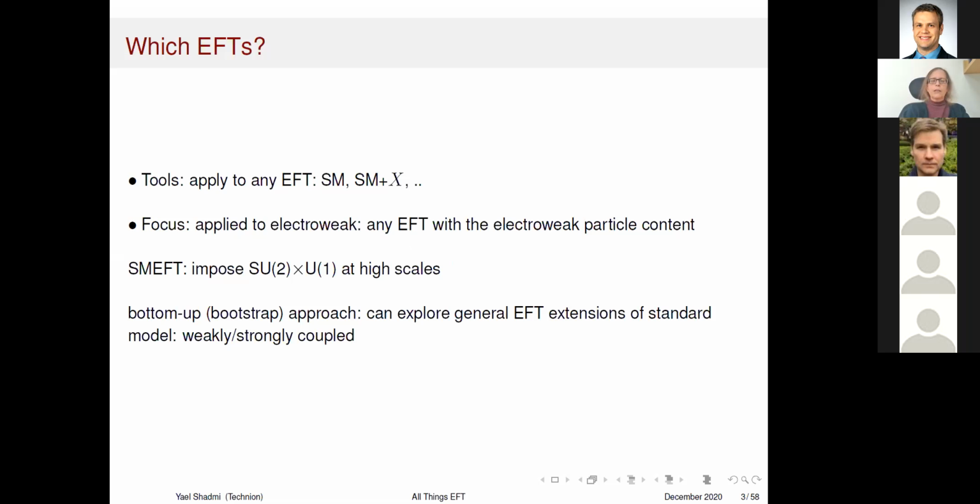And when we talk about the Electroweak theory, then we're really talking about any EFT with the Electroweak particle content. And in particular, if you were interested in the SMEFT, then you can impose SU(2) times U(1) at high energies. But if you don't do that, you are basically looking at all sorts of different EFTs. And because we're taking a bottom-up sort of bootstrap approach, we can in principle explore very general extensions of the standard model, whether they're weakly or strongly coupled, and we'll talk some more about that.